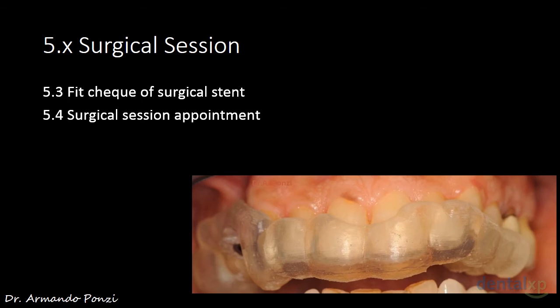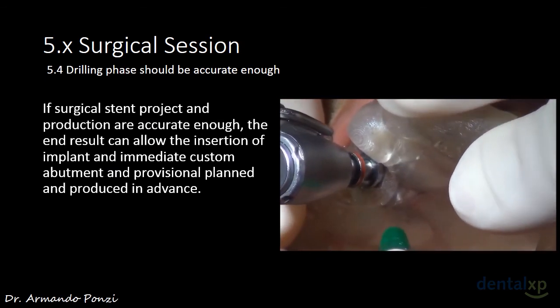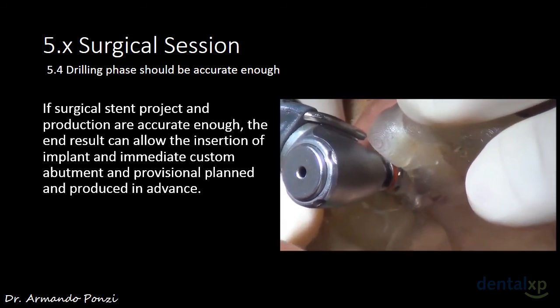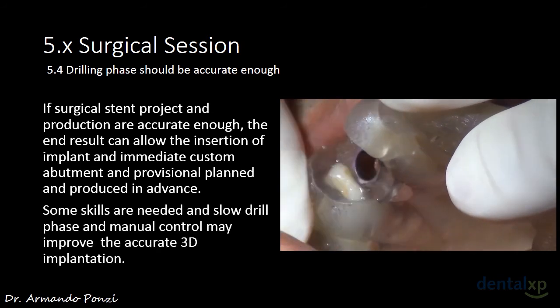Then we gave an appointment to the patient for the surgical session. In the surgical session, once the socket shield has been completed, the drilling phase should be accurate enough. If the surgical stent project and production are accurate enough, the end result can allow the insertion of the implant and immediate custom abutment and provisional, planned and produced in advance. According to me, some skills are required, and a slow drill phase and manual control may improve the accurate 3D implantation.